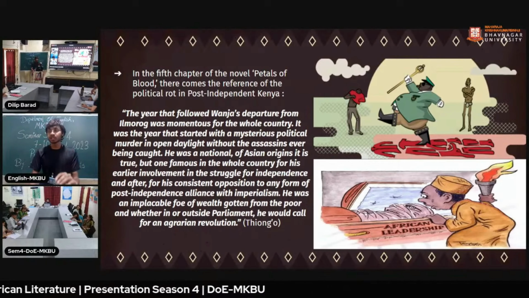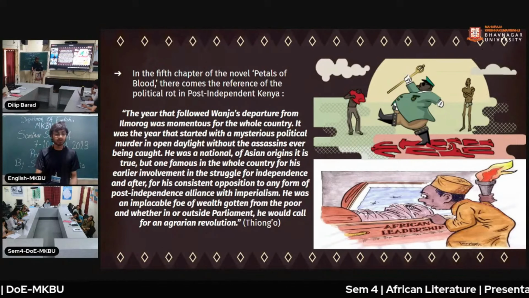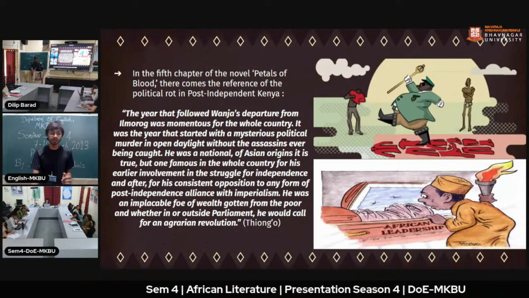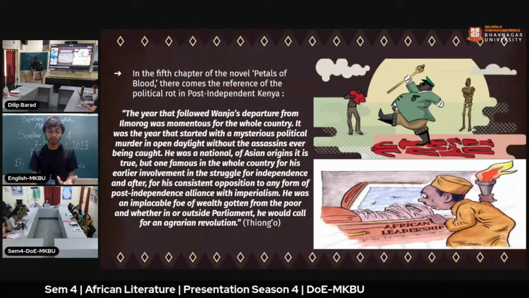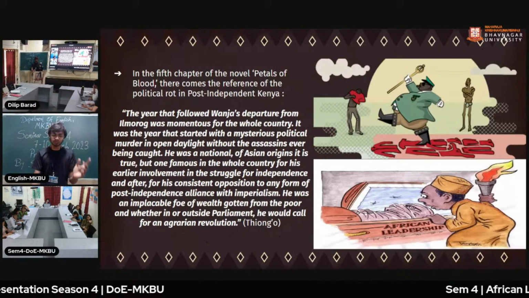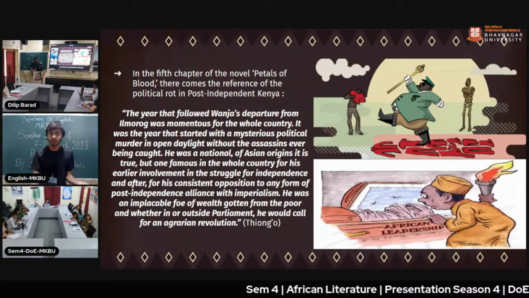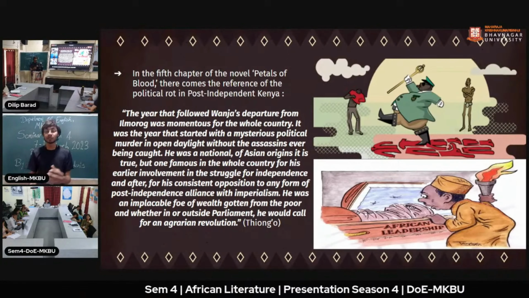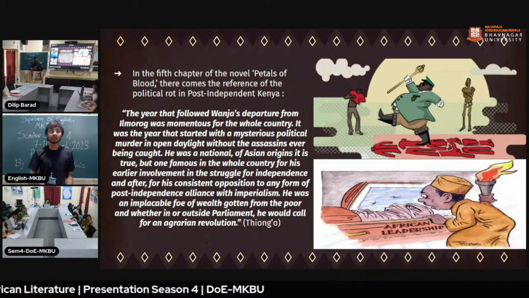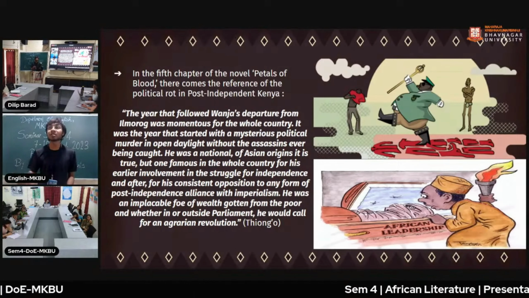These are lines from the novel I have written there. The year that followed Wanja's departure from Ilmorog was momentous for the whole country. It was the year that started with a mysterious political murder. Now what happens? That mysterious political murder of whom? He was a national of Asian origins, it is true, but a famous person who was protesting against imperialism even before the country got independence from British rule, and even when the country got independence, the person was killed. Why? Because he was opposing the imperialistic power that exists within the nation.